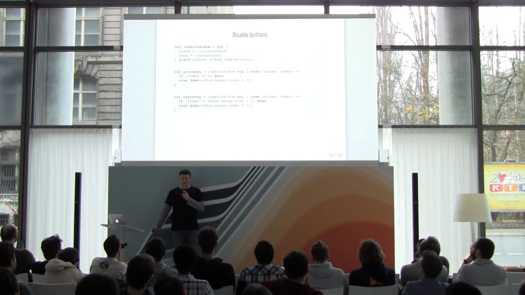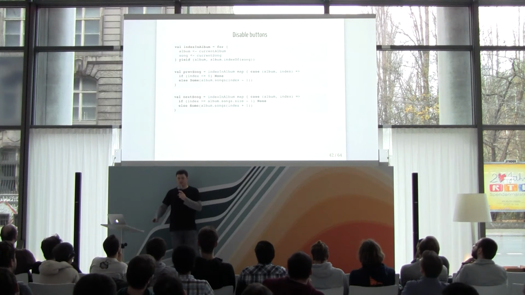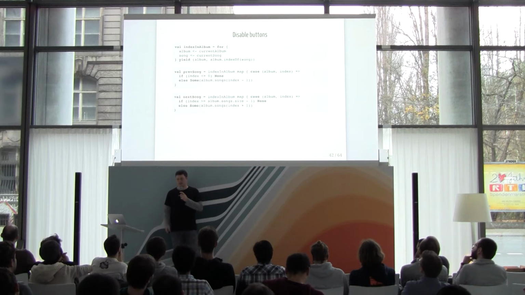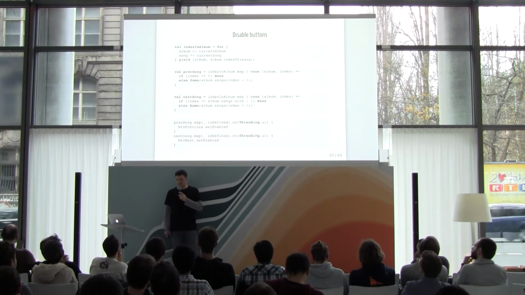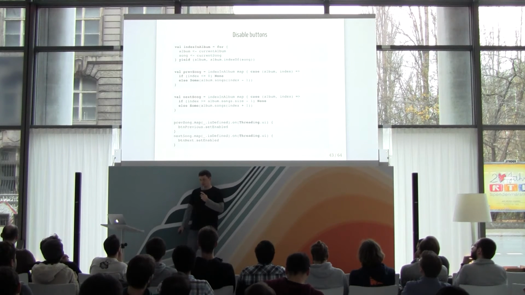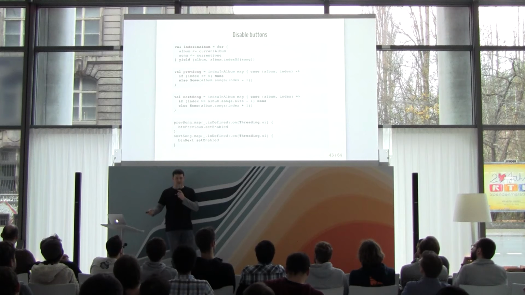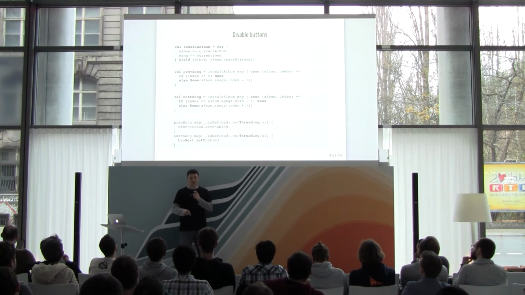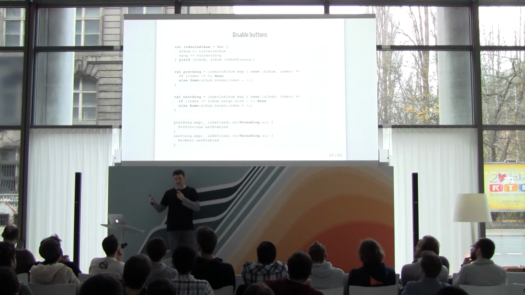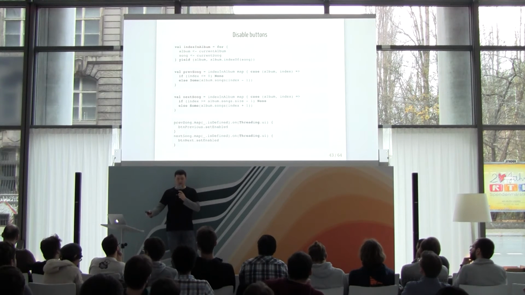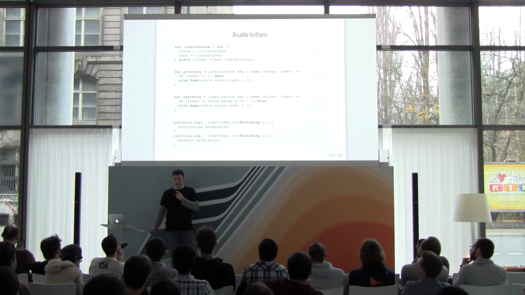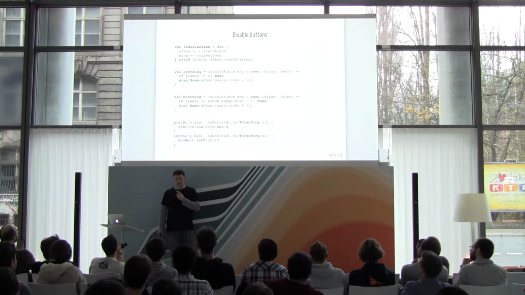The same with next song. If there is a next song, then there will be something. If not, there will be none. And then we can just use it. We first map it to isDefined. isDefined checks if the song is there, because there was an option. So whenever the song is there in a signal, we call setEnabled true. If it's not there, then we call setEnabled false.